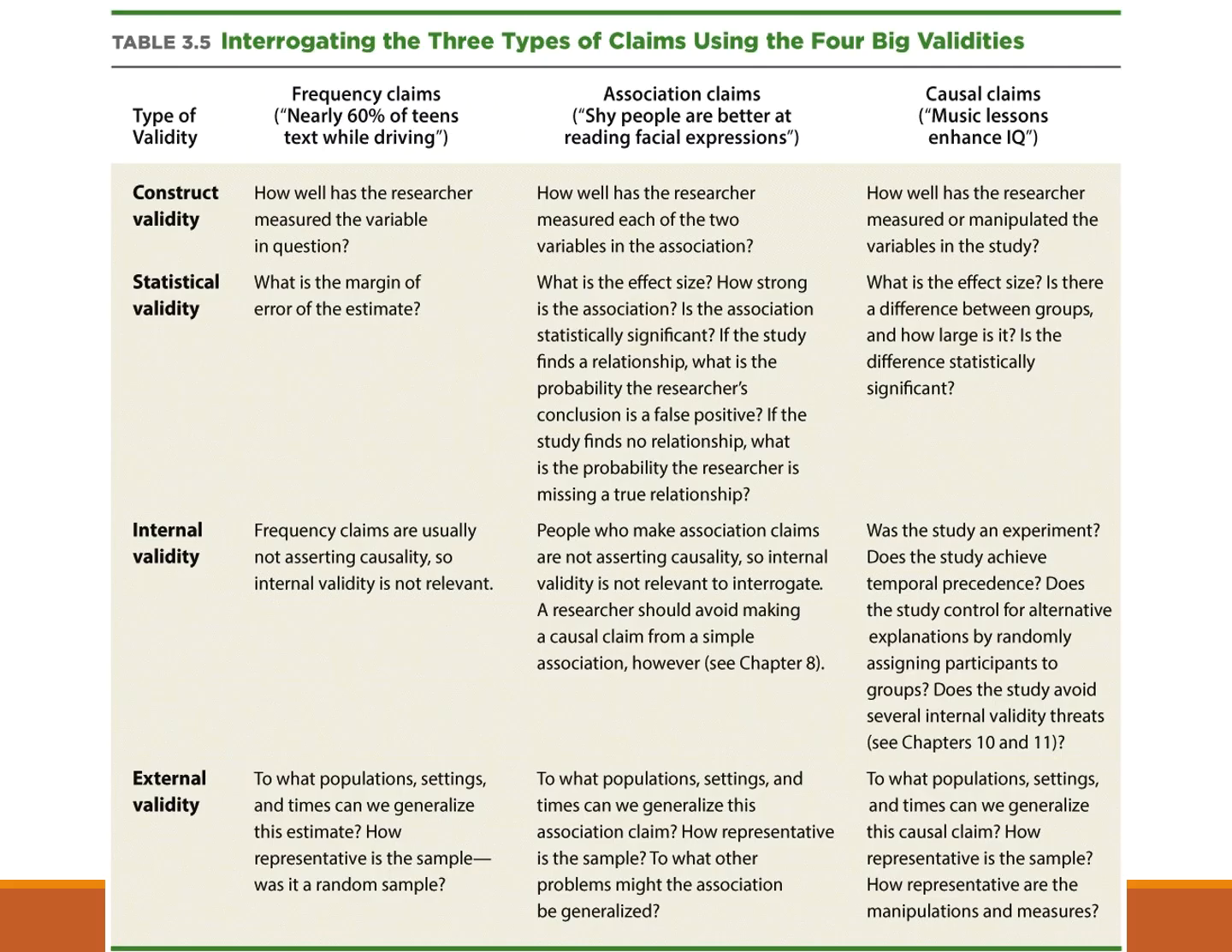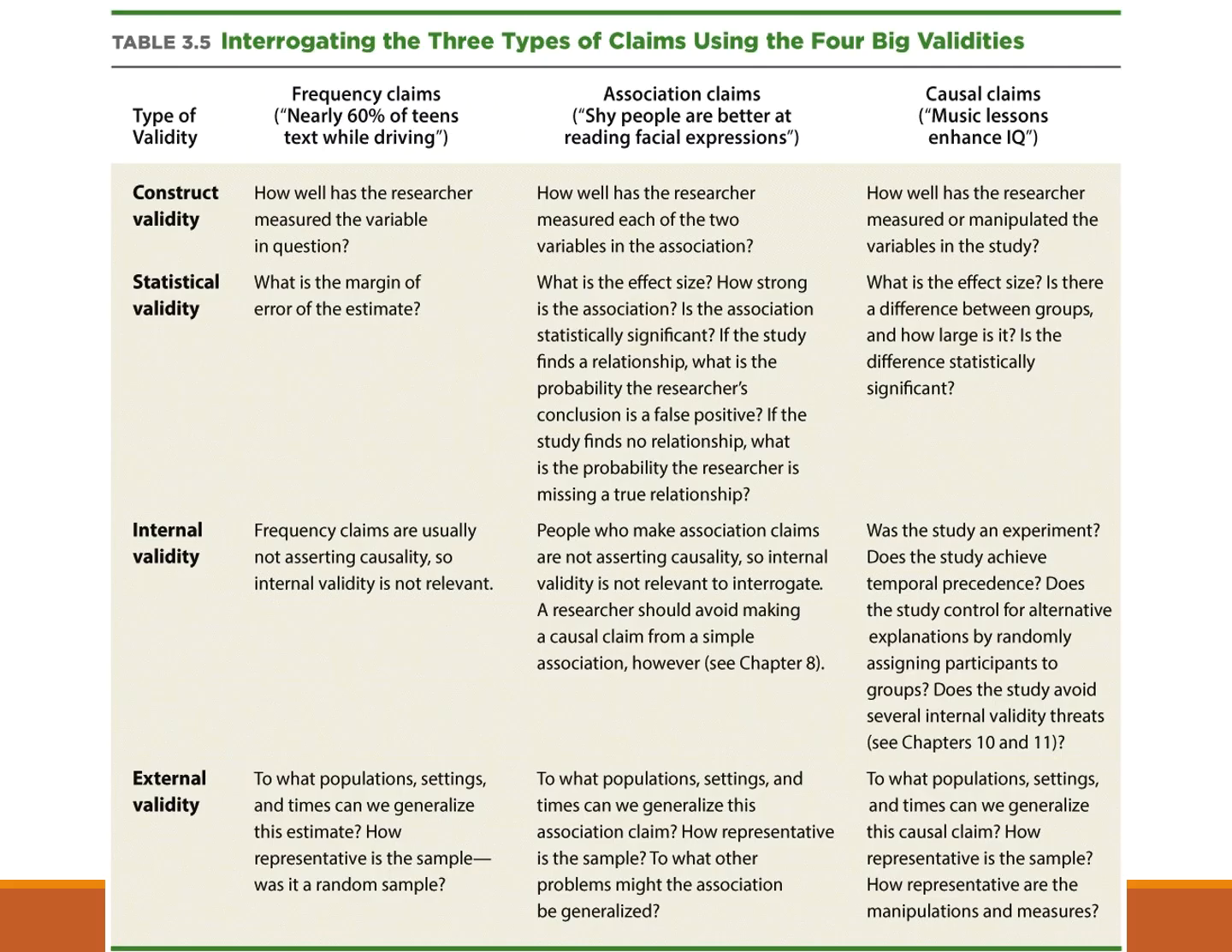And finally, we have the causal claim. Music lessons enhance IQ. How well has the researcher measured and manipulated the variables in the study? So very similar. Notice that these really don't change. Construct validity is pretty solid across these types. Statistical validity: what is the effect size? Is there a difference between groups and how large is it? Is the difference statistically significant? And we would also be asking, did we miss an effect or are we making a false claim?